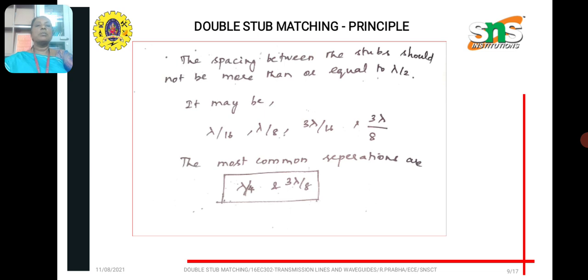The spacing between the stubs should not be more than or equal to lambda by 2, which is the resonant length. So we can take the lengths as lambda by 16, lambda by 8, 3 lambda by 16 and 3 lambda by 8. But the most common separations are lambda by 4 and 3 lambda by 8.